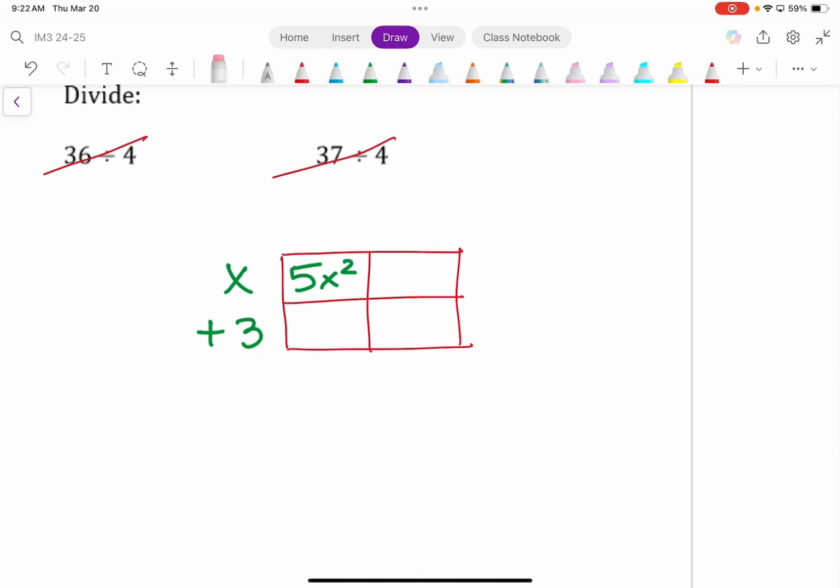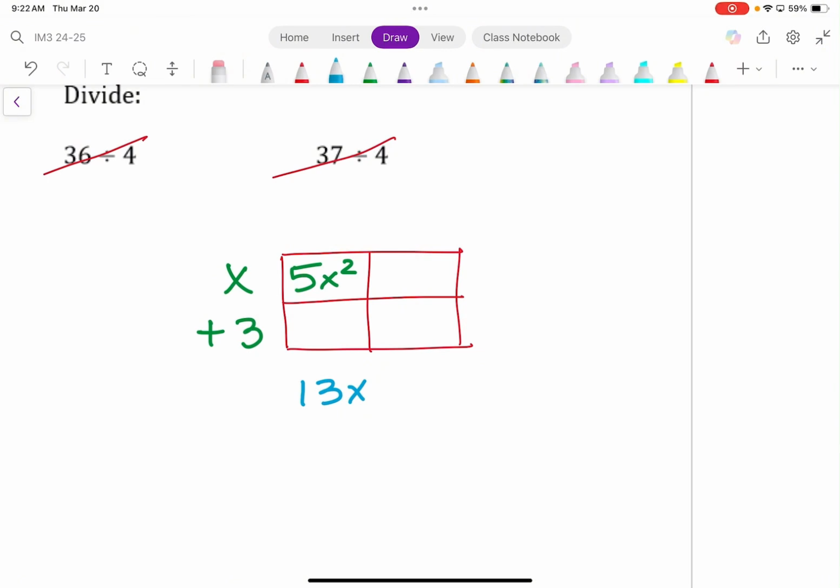Okay, so I know this looks funky, but I want you to copy this down. All right, so we have a 2 by 2 box. On the side of one box, we have x plus 3. In the inside of one box, we have 5x squared. On the bottom, we have 13x.